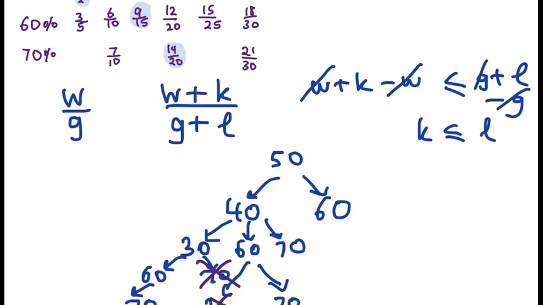So the only route we could take is 30. But first, we must check whether we can actually go from 60 to 70. Okay? So, can we go from 6/10 to 14/20? Yes, we can. What about from 14/20 to 9/30? We've got a problem.